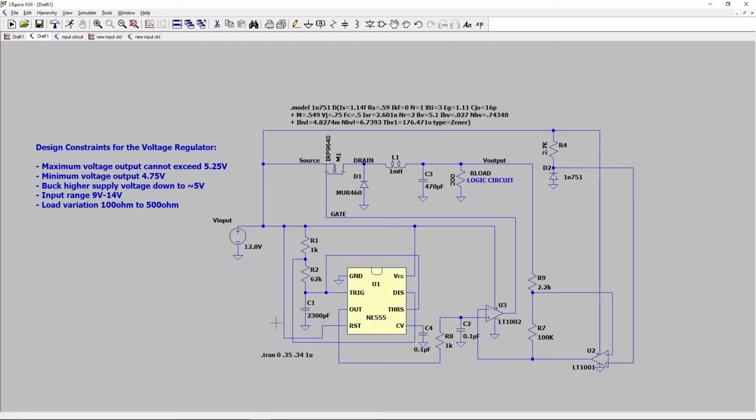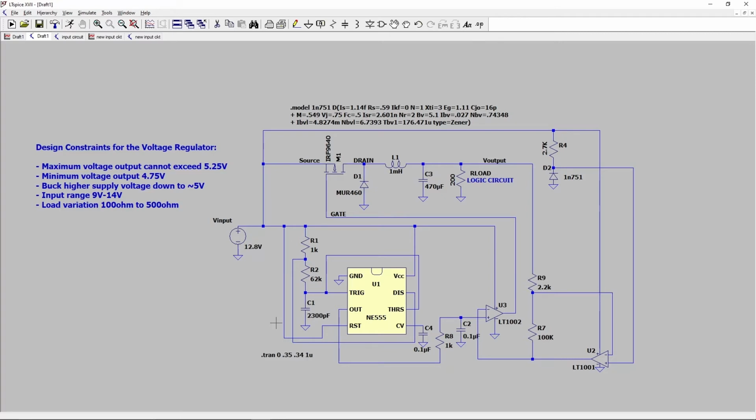We want this circuit to take in a higher supply voltage and buck that down to a lower output voltage. We want this range to be, let's say, 9 volts to about 14 volts. This will be useful for us because our system would be powered by a 12-volt lead acid battery. Now, the output voltage of a lead acid battery can vary from, let's say, 11 volts for a discharged battery up to 13 volts or so for a fully charged battery.